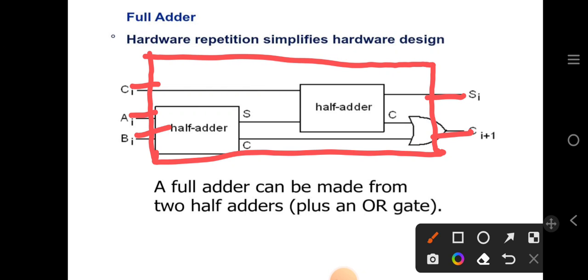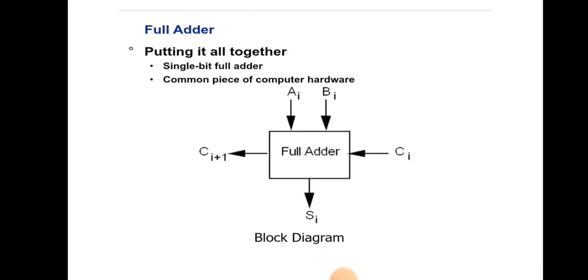So 2 half adders can be combined to give a full adder. A full adder can be made from 2 half adders plus an OR gate. Okay, so this is about the full adder.